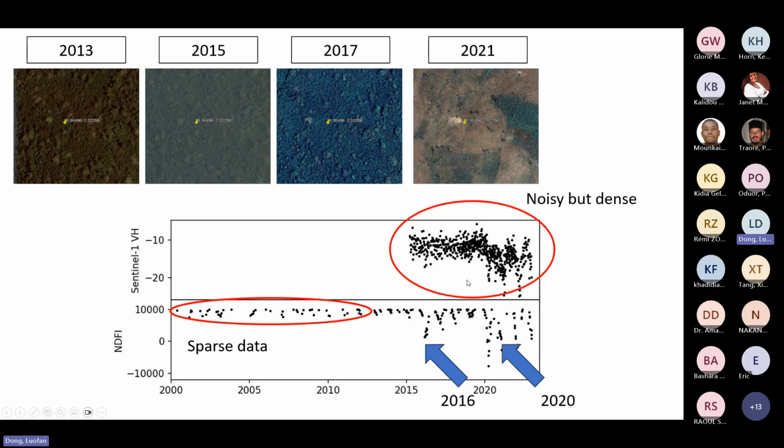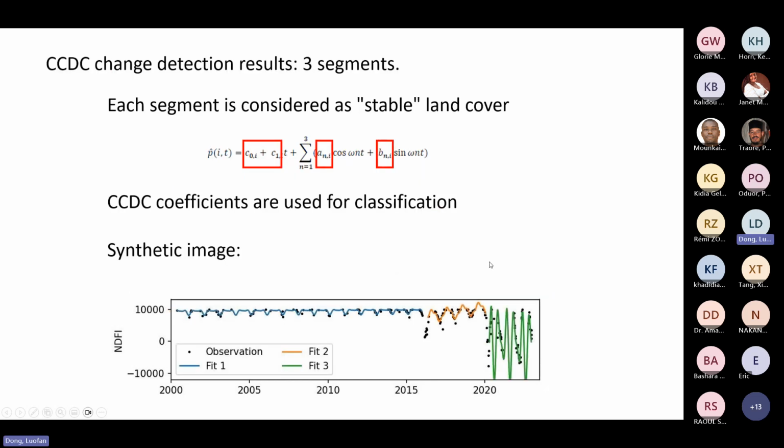So then if we look at Sentinel-1 data, we can see a pattern. Like in 2021, there is a big change, a very little change in 2016. And the data is very noisy. The data density is much higher compared to Landsat. Now, if we fit the CCDC model to that, we might find 2 changes as we just showed. And that separates the whole time series into 3 segments.